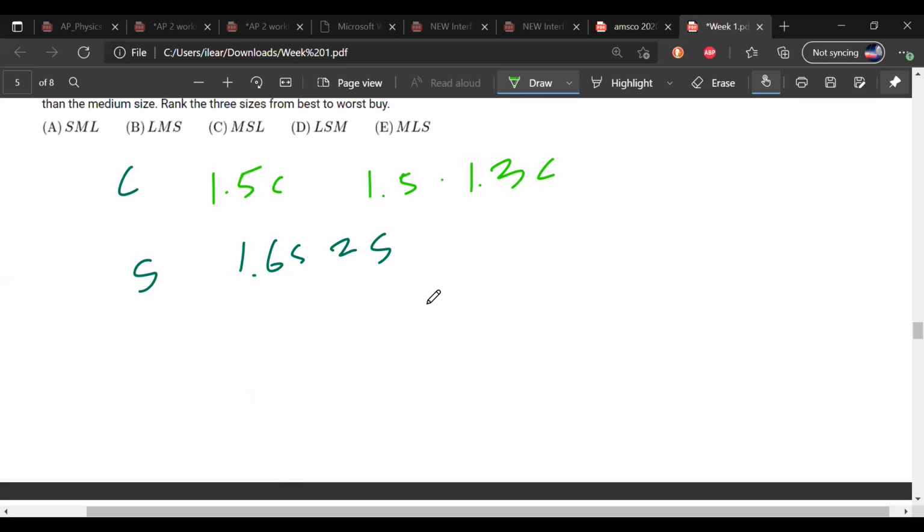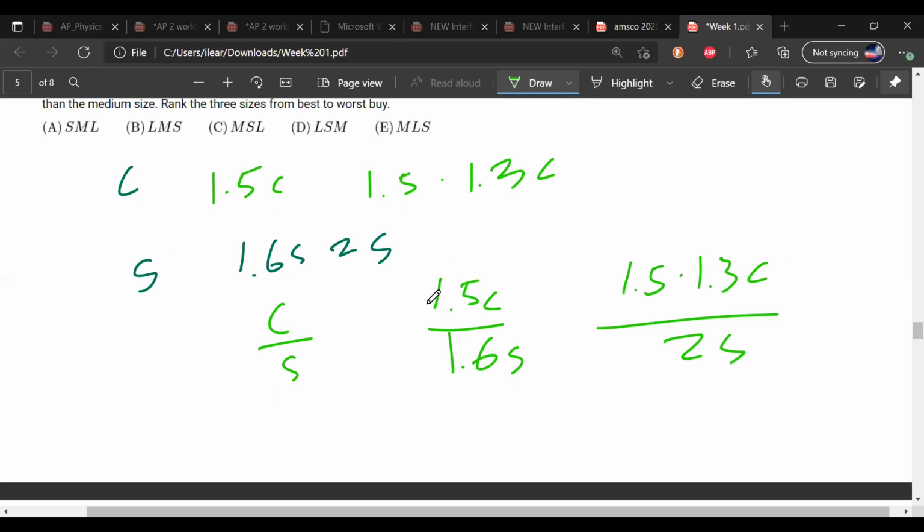So now let's find the ratio. So for the small size, we have cost to size ratio C over S. For this one, we have 1.5C over 1.6S. And by the way, we're trying to find the smallest fraction because we want to min-max cost and size. So the minimum cost, maximum size. So here we would have 1.5 times 1.3C over 2S.